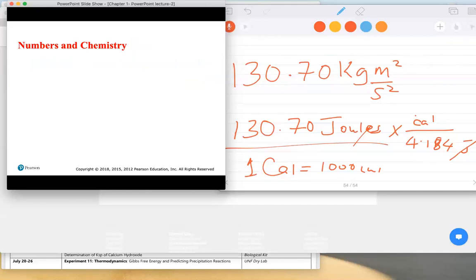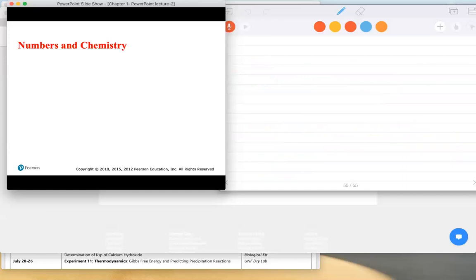Before we look at the concept of significant figures, any question on kinetic energy? Any question on kinetic energy? All right, let's move on.